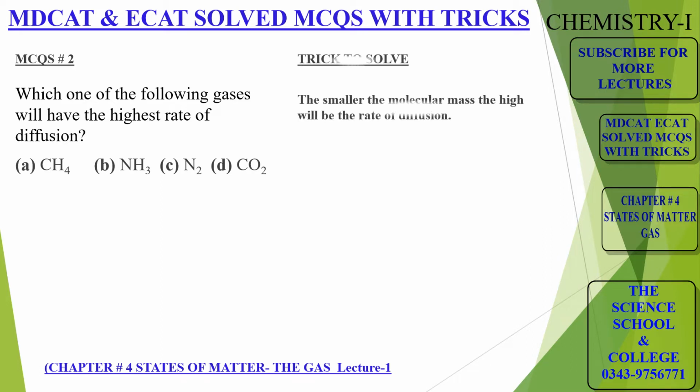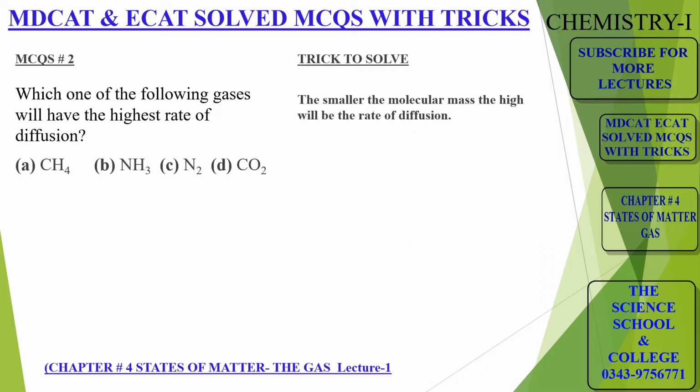To solve this MCQ, you know that the rate of diffusion of the gases is inversely proportional to the square root of their molecular masses. It means the smaller the molecular mass, the higher will be the rate of diffusion. Now find the molecular mass of these gases.